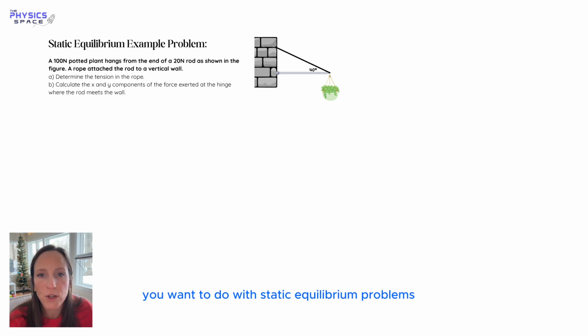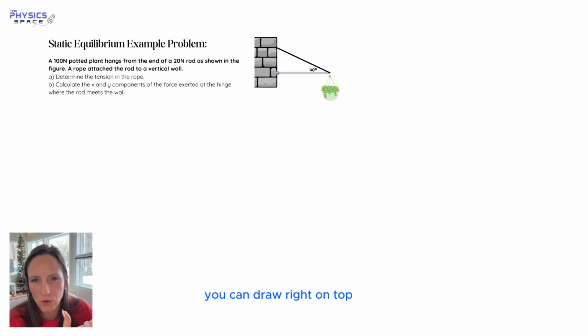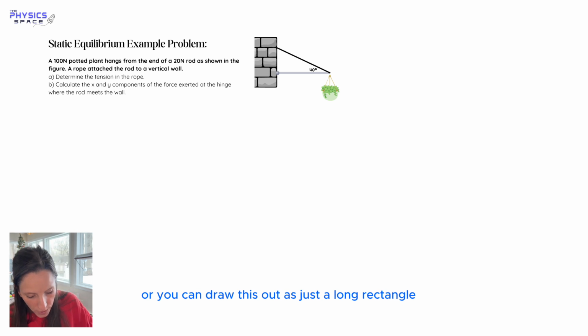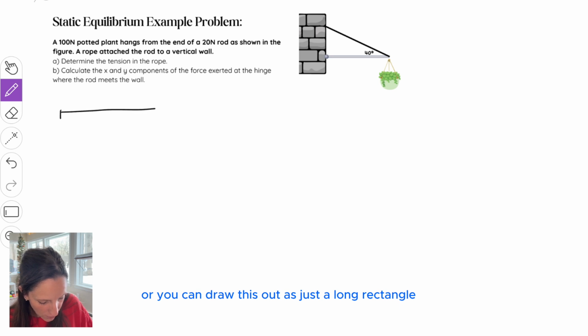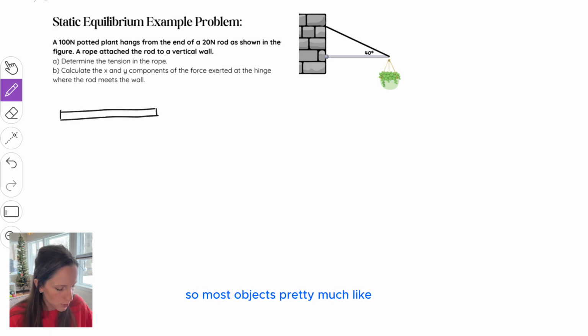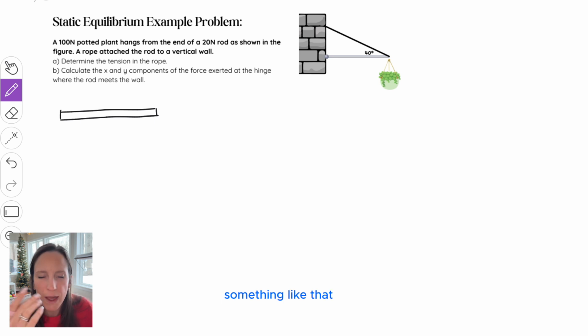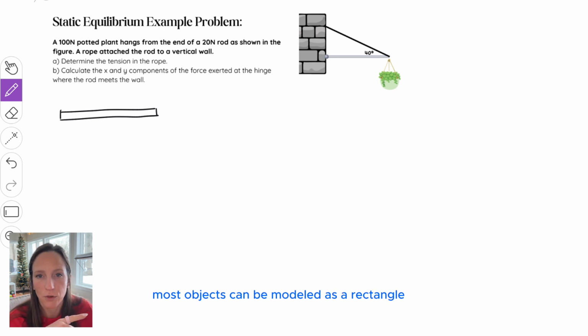The next thing that you want to do with static equilibrium problems is draw a force diagram. So if you have a picture like you do here, you can draw it right on top, or you can draw this out as just a long rectangle. Unless it's a sphere or a cylinder or something like that, most objects can be modeled as a rectangle.